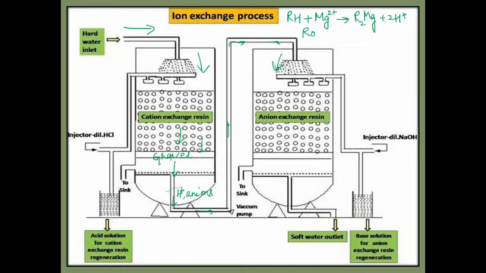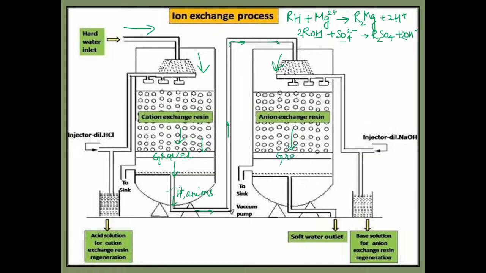Now if you represent it as ROH, and you say that magnesium sulfate is present, how are you going to write it? R2SO4 obviously, and obviously OH minus. You can balance the reaction like this. So what happens here is the anion of the anion exchange resin is exchanged with the anion present in the water as impurity. So that water comes down.